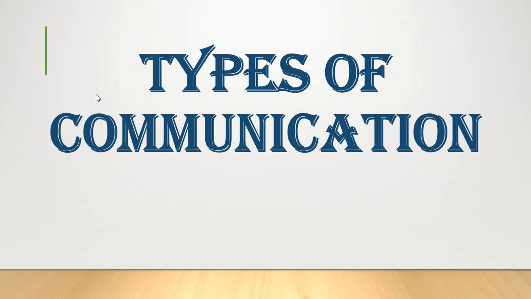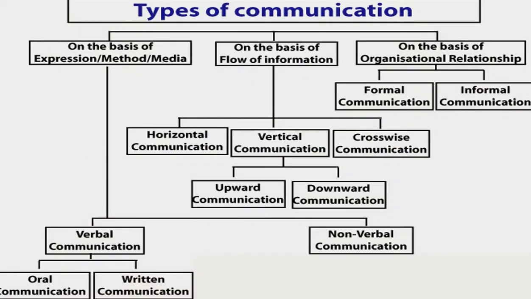Whenever we are asked the question what are the various types of communication, we can bifurcate it broadly into three parts: on the basis of expression or method or medium, on the basis of the flow of information, or on the basis of the organizational relationship. You can make this diagram on your question paper, where you can bifurcate it.